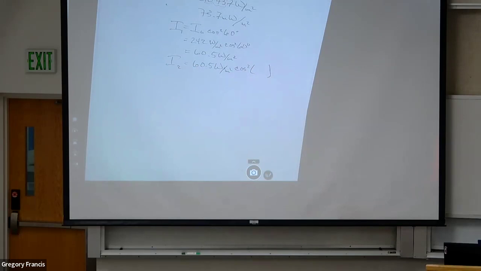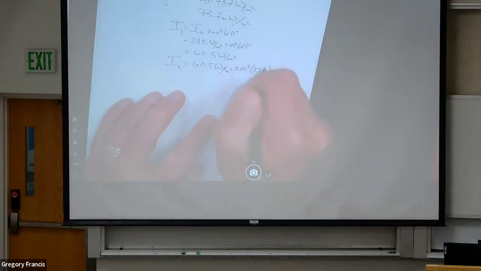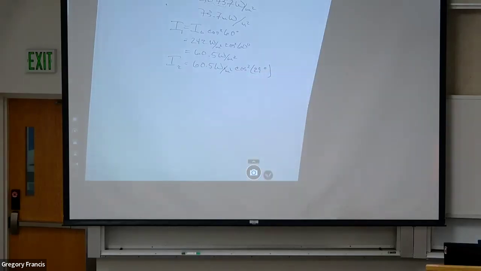89 minus 60. Yes, thank you very much, Miriam. So that's going to be 29 degrees. And that makes all the difference. Because before we had almost 90 degrees. By going through that middle polarizer, we've now put the light in a direction that's not so drastically different from the next polarizer. And so we're going to get a much bigger number than we did in part A.